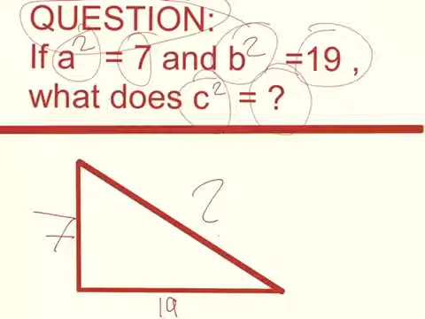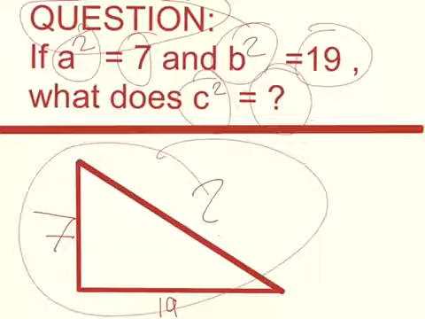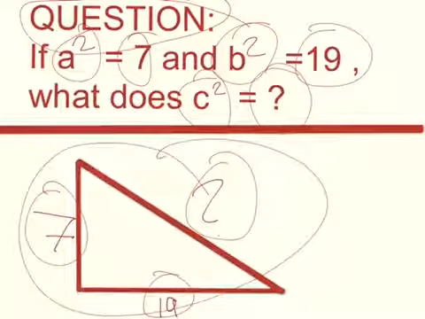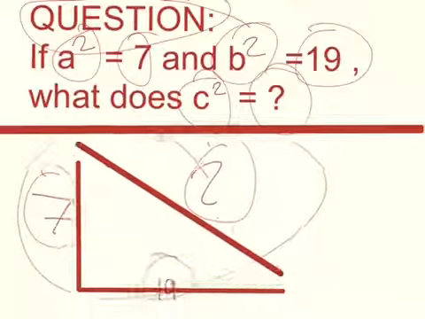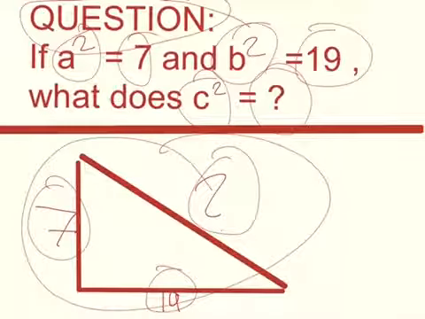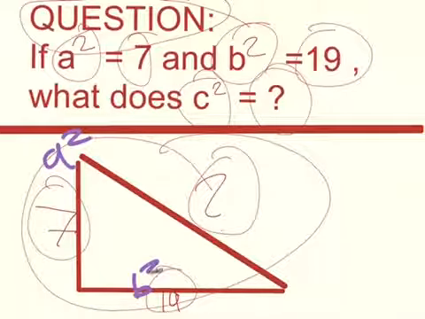You must also draw a triangle to help you solve your problem. So 7 would go here, 19 would go here, and you'd put a question mark here because you do not yet know what c equals. Just a reminder also that 7 does equal a squared, so right here. This side will always be a squared, this side will always be b squared, and this side will always be c squared.